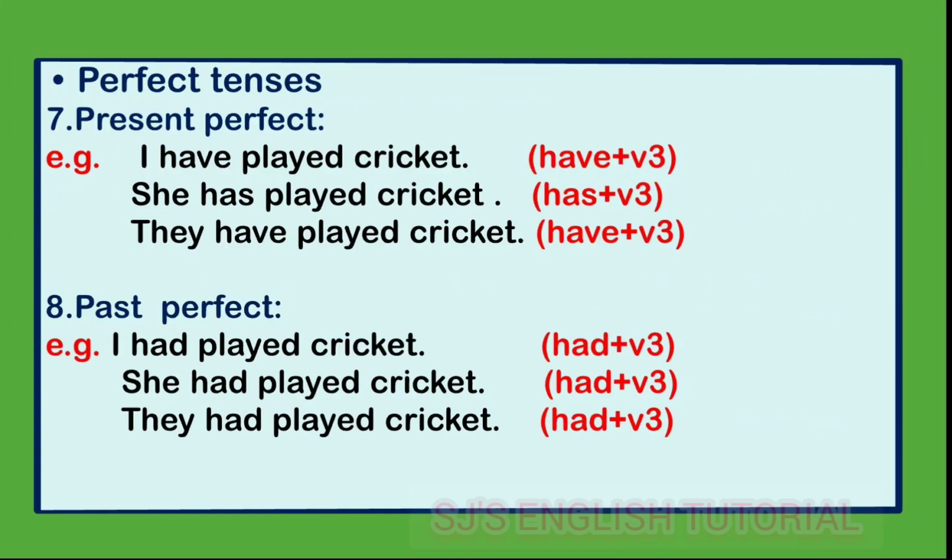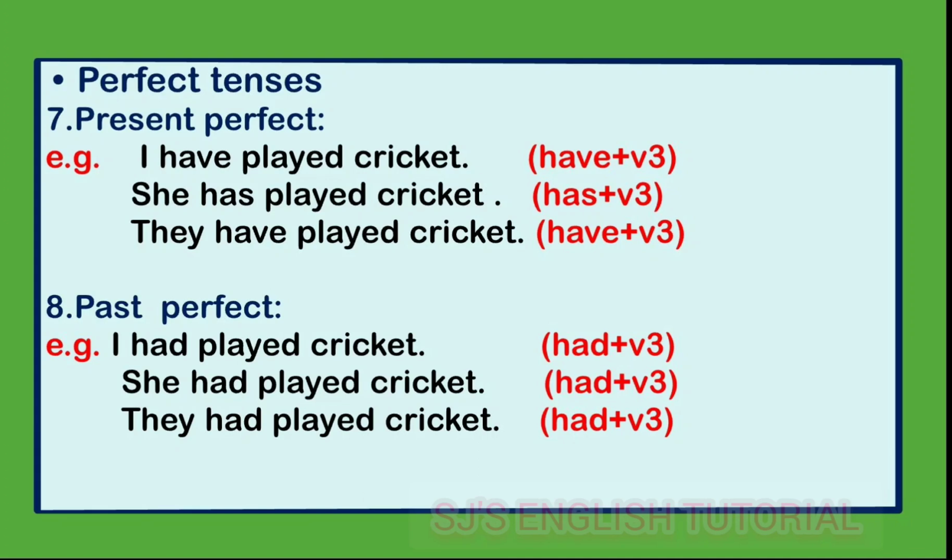Let's see now the third variety, perfect tenses. These tenses have a special function. Don't confuse them with the simple past. These are entirely different. We have 3 types of perfect tenses: present perfect, past perfect and future perfect. Present perfect. See the examples: I have played cricket, she has played cricket, they have played cricket.